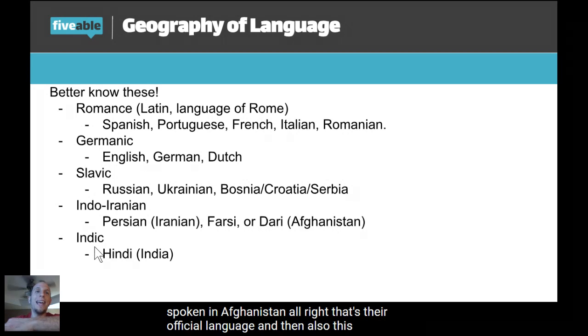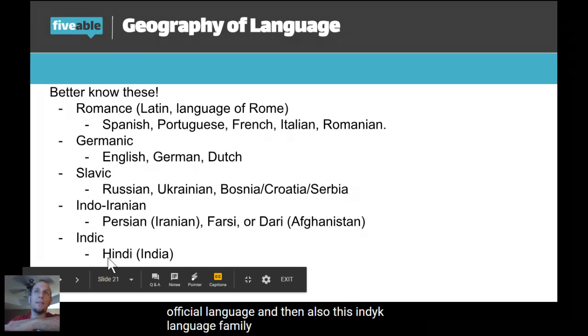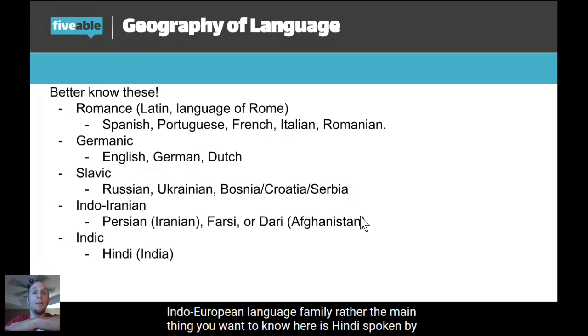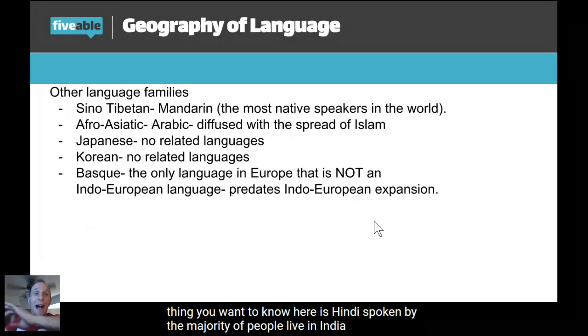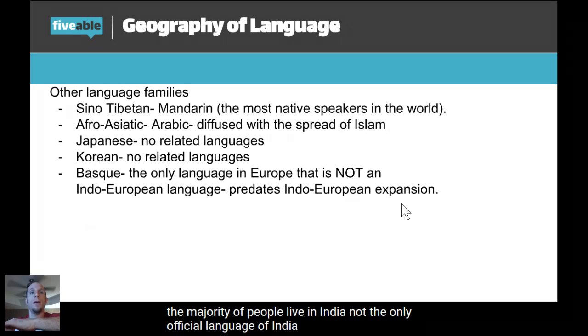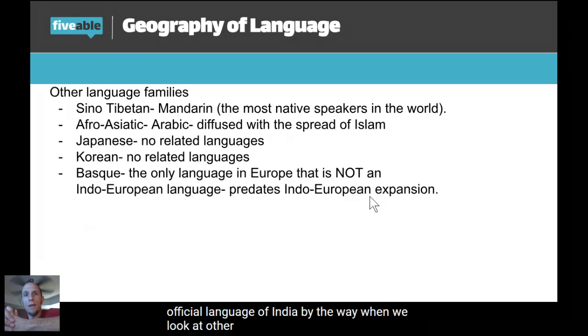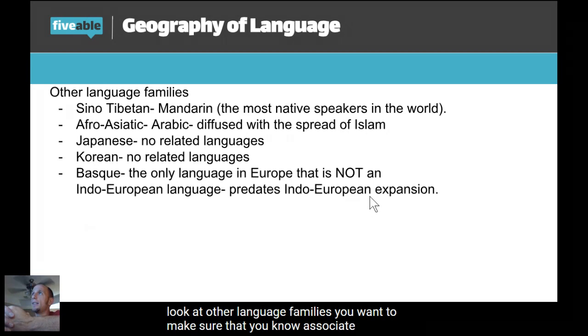And then also this Indic branch of the Indo-European language family, rather. The main thing you want to know here is Hindi, spoken by the majority of people who live in India. Not the only official language of India, by the way. When we look at other language families, you want to make sure that you know and associate Sino-Tibetan with Mandarin.